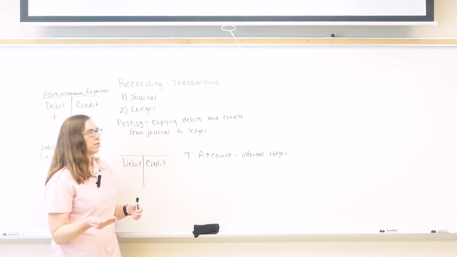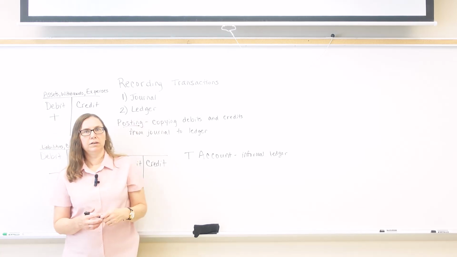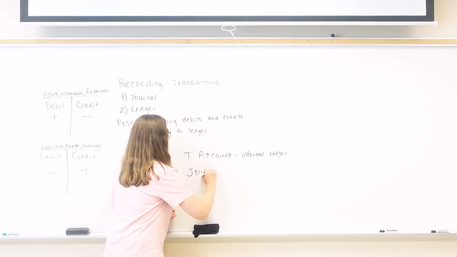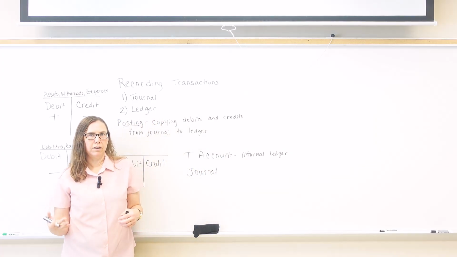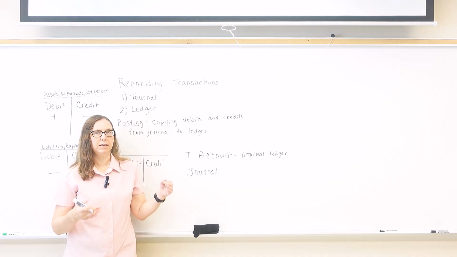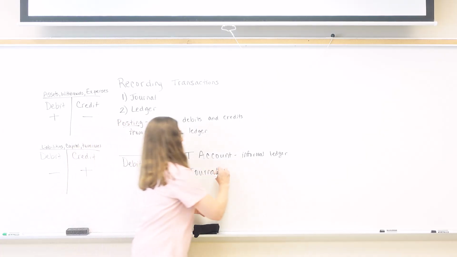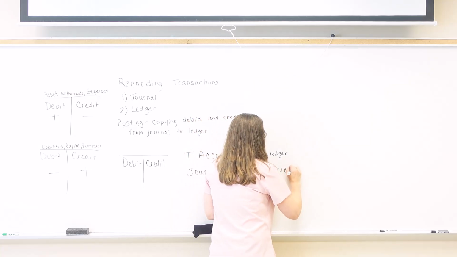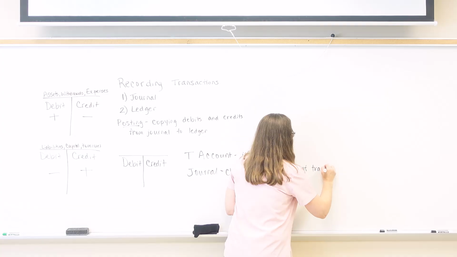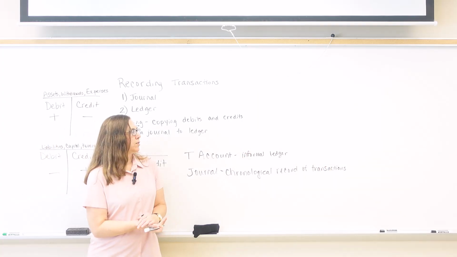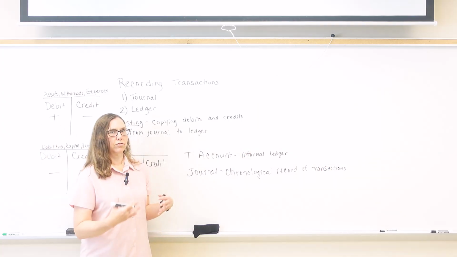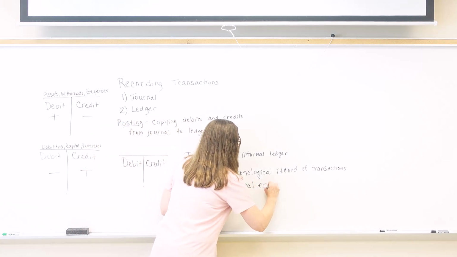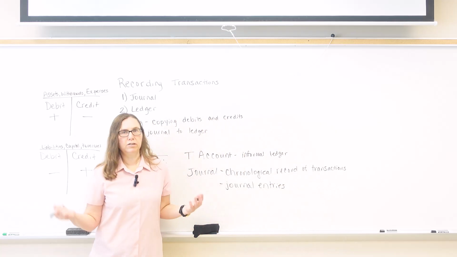And now we're going to backtrack a little bit and talk about the journal, where you would technically record first. So a journal is simply a chronological record of transactions. Chronological meaning they're in order by date. So basically what you're going to have in the journal are journal entries. Just entries in the journal.